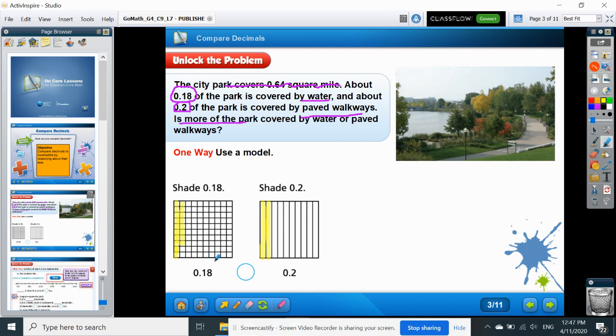So now, fewer shaded parts means a lesser number, right? If this number is lesser or smaller than this number, what symbol can we use to compare? You remember the comparison symbols? This symbol we read as greater than, and this one we read as less than. So is 18 hundredths greater than or less than 2/10 from the shaded parts? Yeah, it's less than. So this was the first way to compare the two numbers.